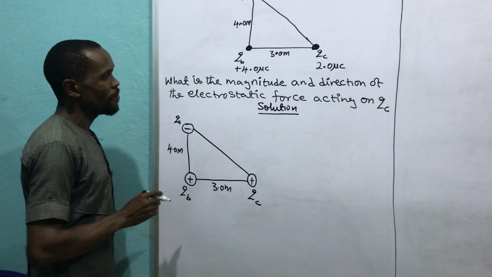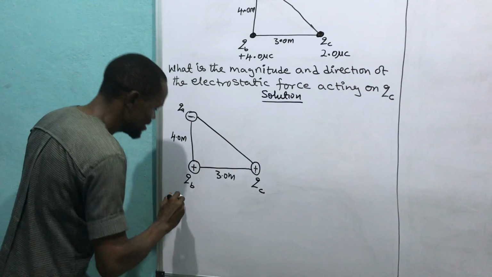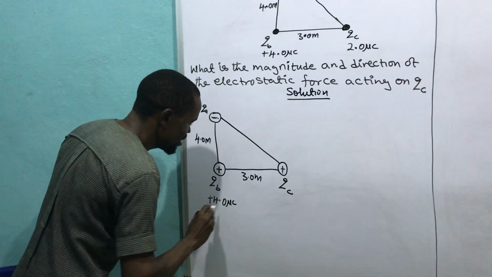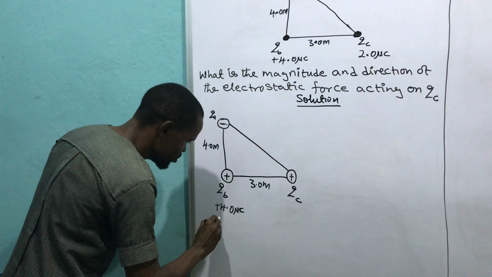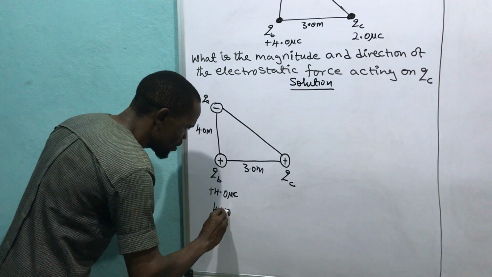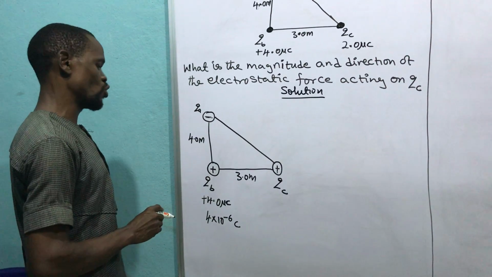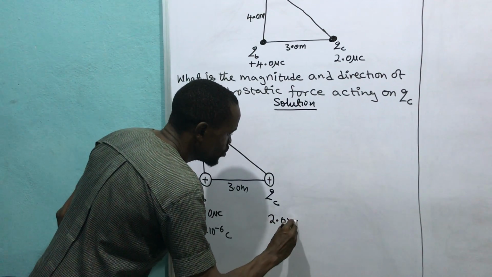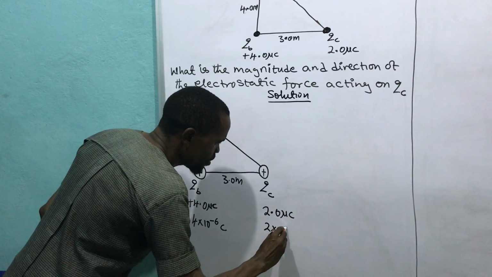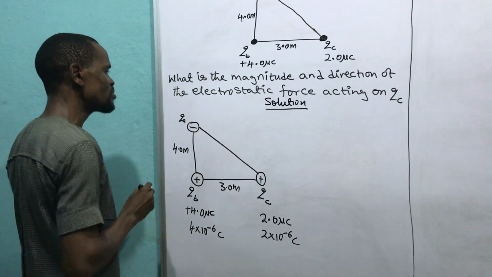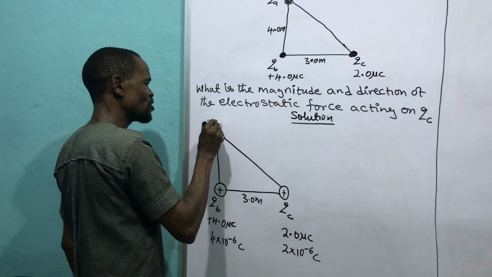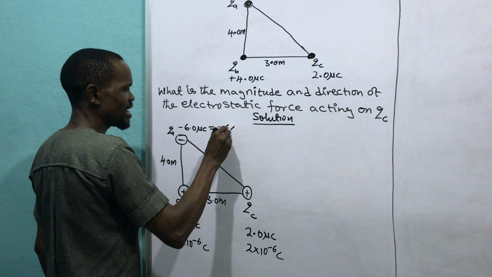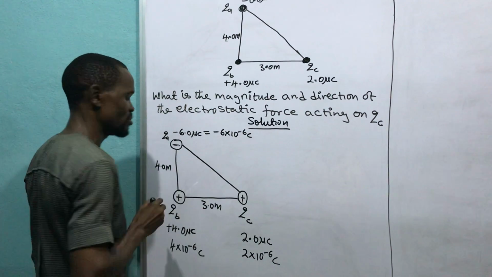Now I remember that this one is given to me as plus 4.0 microcoulomb, and this means 4 times 10 raised to power minus 6 coulomb. This one is given as 2.0 microcoulomb, which simply means 2 times 10 raised to power minus 6 coulomb. Here, this one is given to me as minus 6.0 microcoulomb, which simply means minus 6 times 10 raised to power minus 6 coulomb. Good.